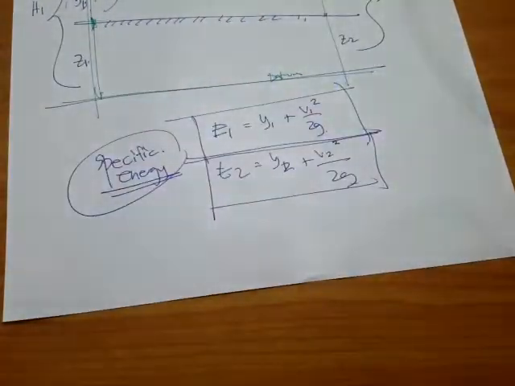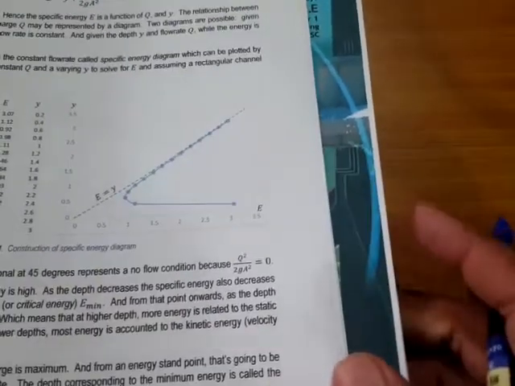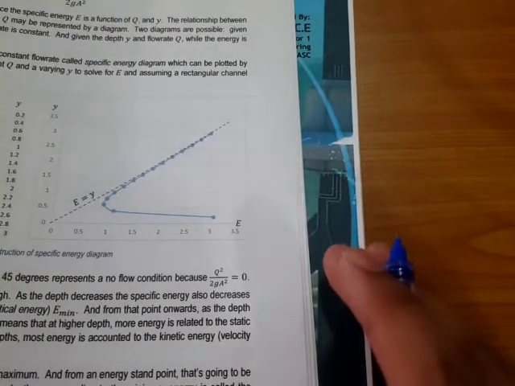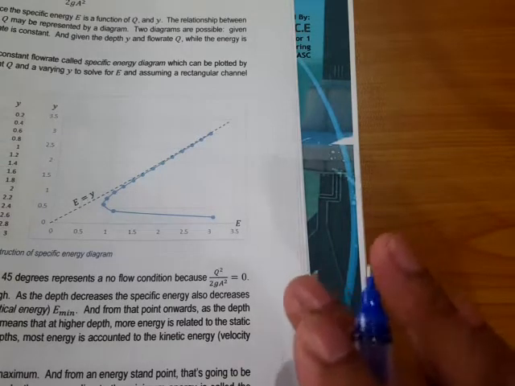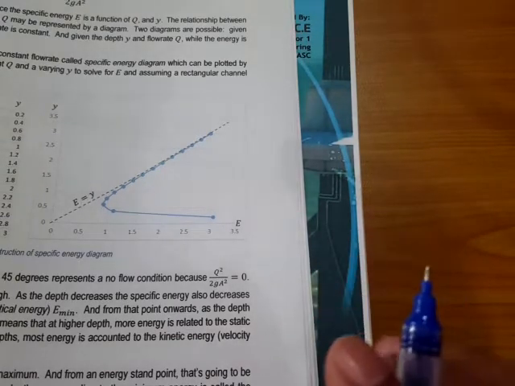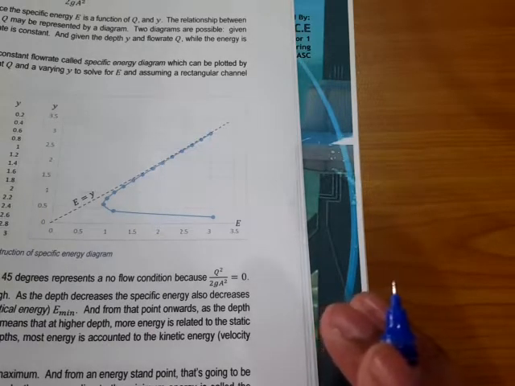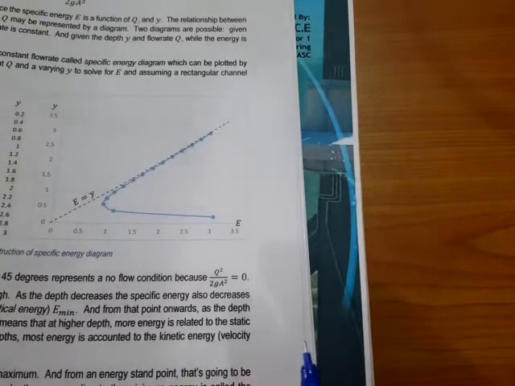Okay, so this concept of specific energy is related to the flow condition of whether the flow is critical, subcritical, or supercritical. And from an energy standpoint, it's actually related to the maximum flow. We can have this maximum flow rate at a minimum energy expended.